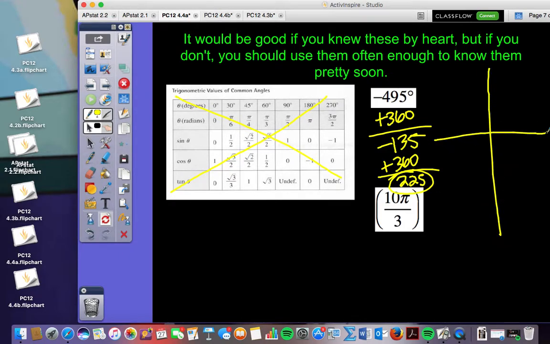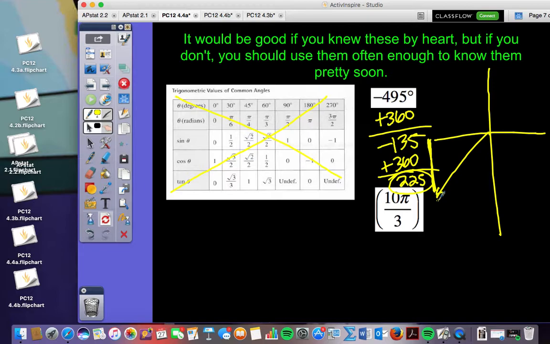All right, help me out. What quadrant would 225 be in? Someone who has not gotten a ticket yet today. Third, right? David's got it. Okay. So what do we do now, once I put it in the third quadrant?